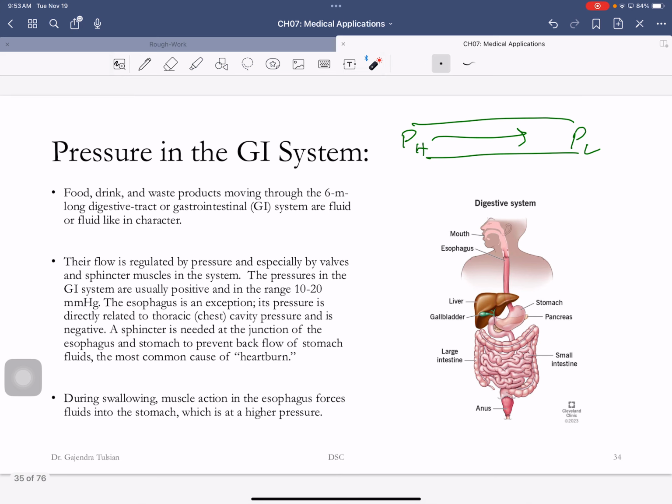Your GI system is 6 meters long. If you unwind all of this, it is 6 meters long, roughly twice the length of this table.